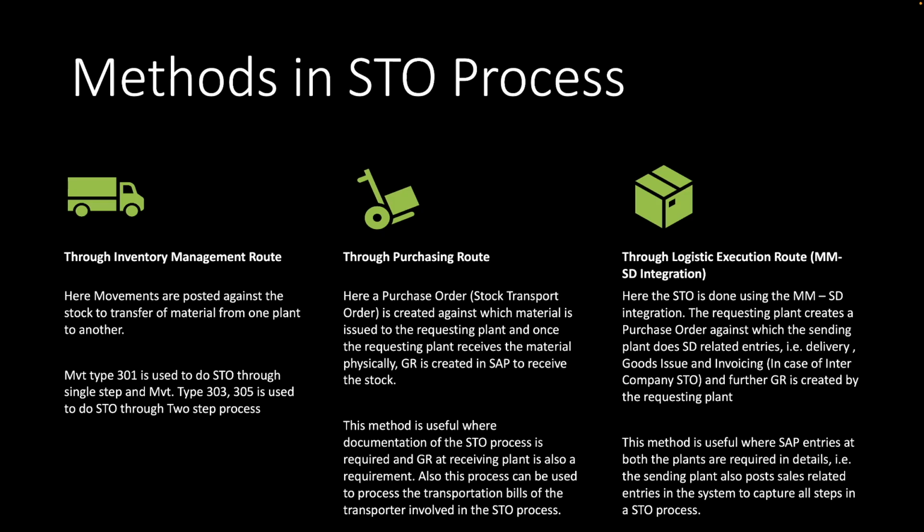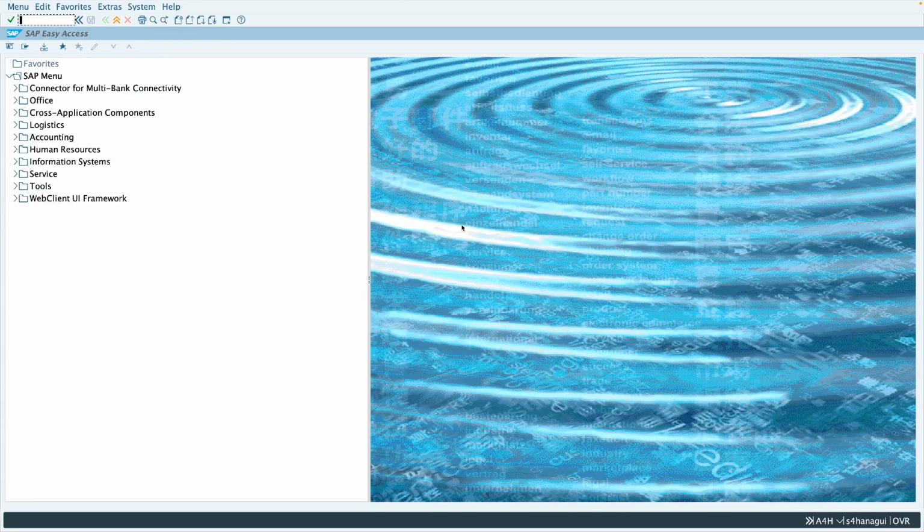So let's see in SAP how we do all these three processes. I'll show the demo in SAP and then I'll show the configuration behind each of these processes. So let's start. So first we'll see the stock transfer process through inventory management route. So here we'll be doing the stock transfer process through T-Code MIGO. But before that, let's verify the stock available in the sending plant and the receiving plant.